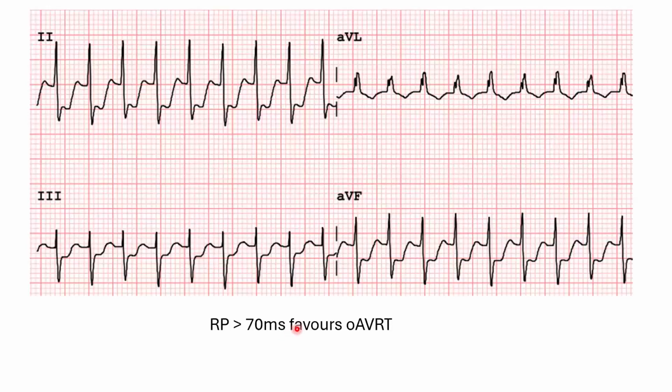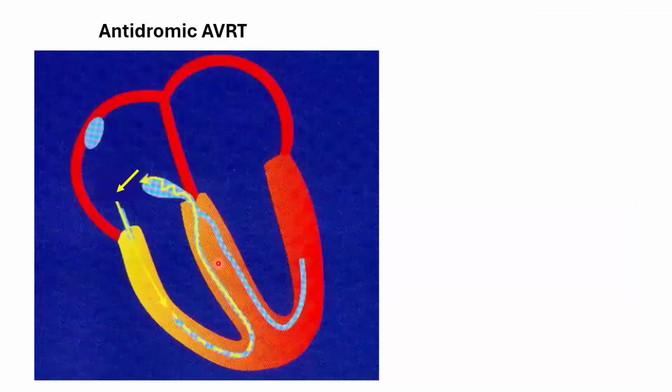And there is another subtle sign: since the negative P wave falls on the ST segment, it drags the ST segment down, causing ST segment depression. So the presence of ST segment depression in narrow QRS tachycardia is in favor of AVRT. This is not a hard rule. It's a soft sign that if the tachycardia has ST segment depression, it is AVRT. But most robust is that if the RP interval is more than 70 milliseconds, it's in favor of an orthodromic AVRT using a regular accessory pathway. Now coming to the antidromic AVRT.